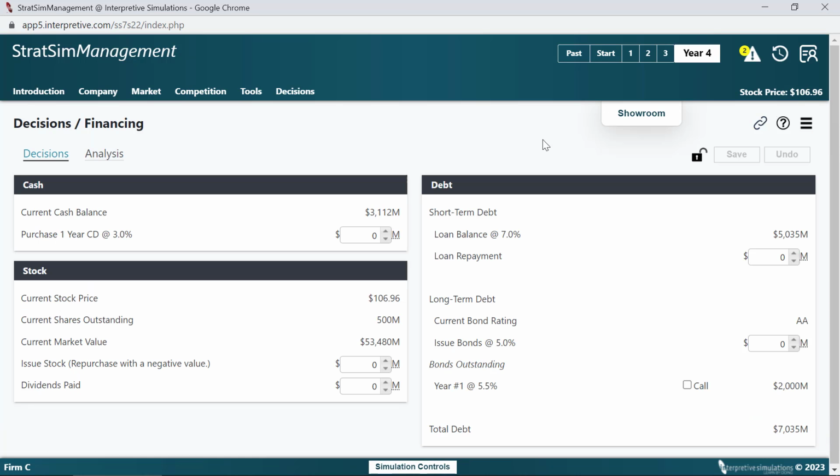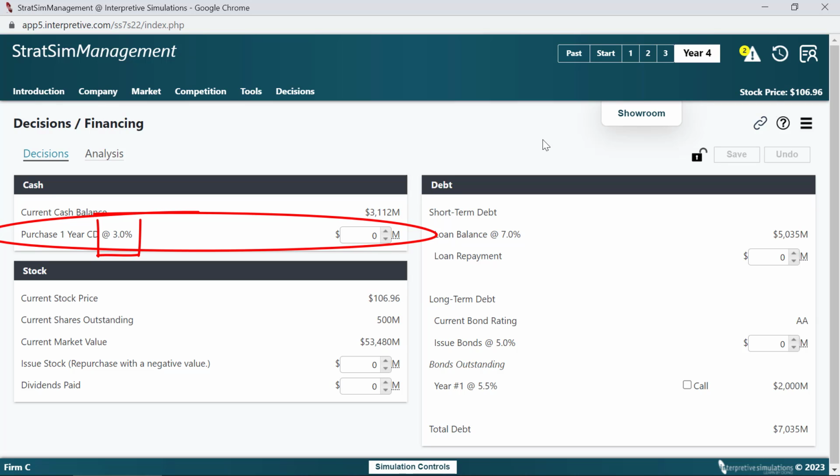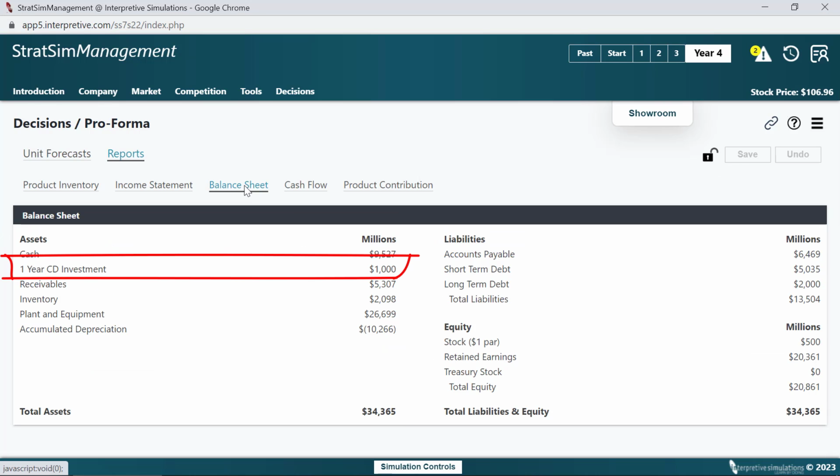Okay, now that we can follow the numbers, the one cash management decision that you can make if you have excess cash that you don't think you're going to need for the coming year is to invest in a one-year CD or certificate of deposit. And it tells you the rate that the CD will pay you over the year. So let's go ahead and put $1 billion into a CD and click Save. StratSim considers that CD to be a cash equivalent asset on this screen, so the cash number doesn't actually go down. But it does show the $1 billion as a separate line item under assets on the balance sheet and as an investment purchase value on the cash flow statement.